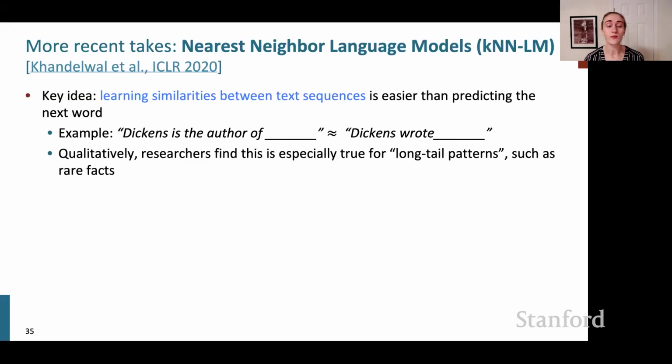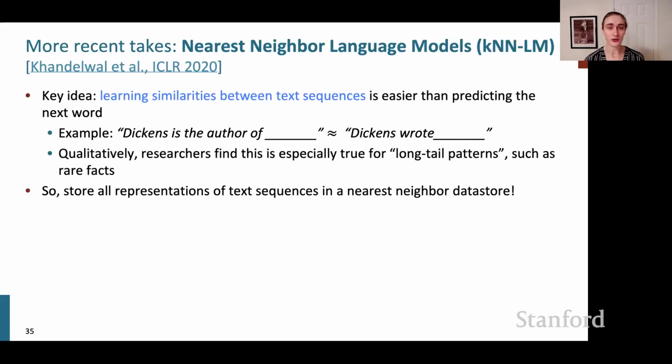And they argue that this is even more true for long tail patterns, where it's very challenging for the model to predict that the next word is some rarely seen token or rare entity, compared to finding another similar sequence that it has already seen and just copying the next word from that sequence.